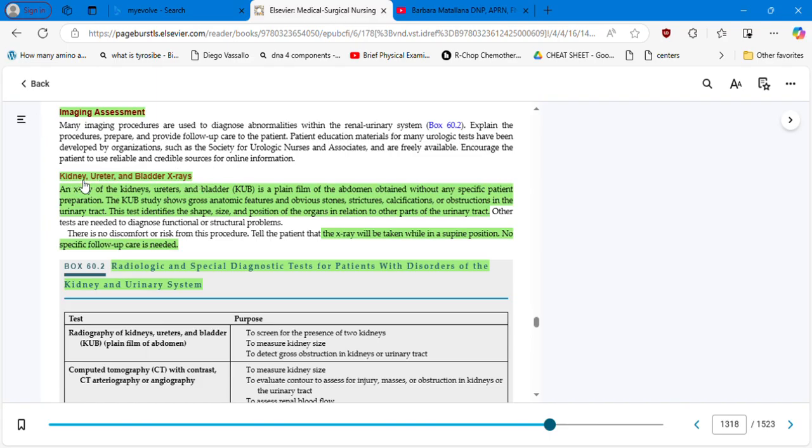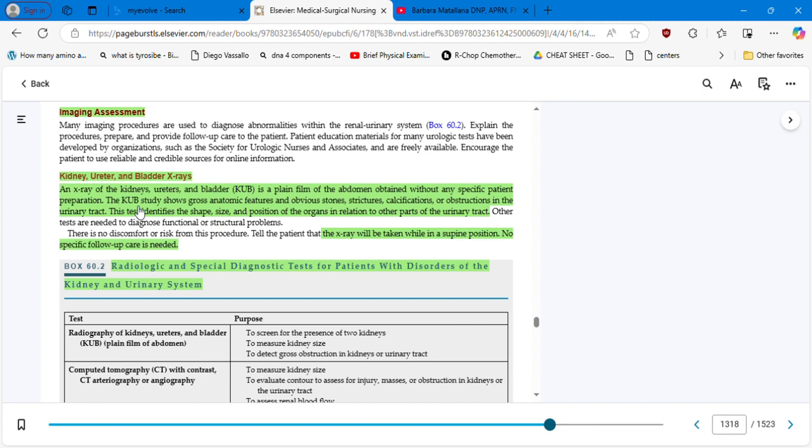So now let's talk about imaging assessment. For the kidney, ureter and bladder X-ray, an X-ray of the kidneys, ureters and bladder is a plain film of the abdomen obtained without any specific patient preparation. That's the most important. For this test, there is no preparation.